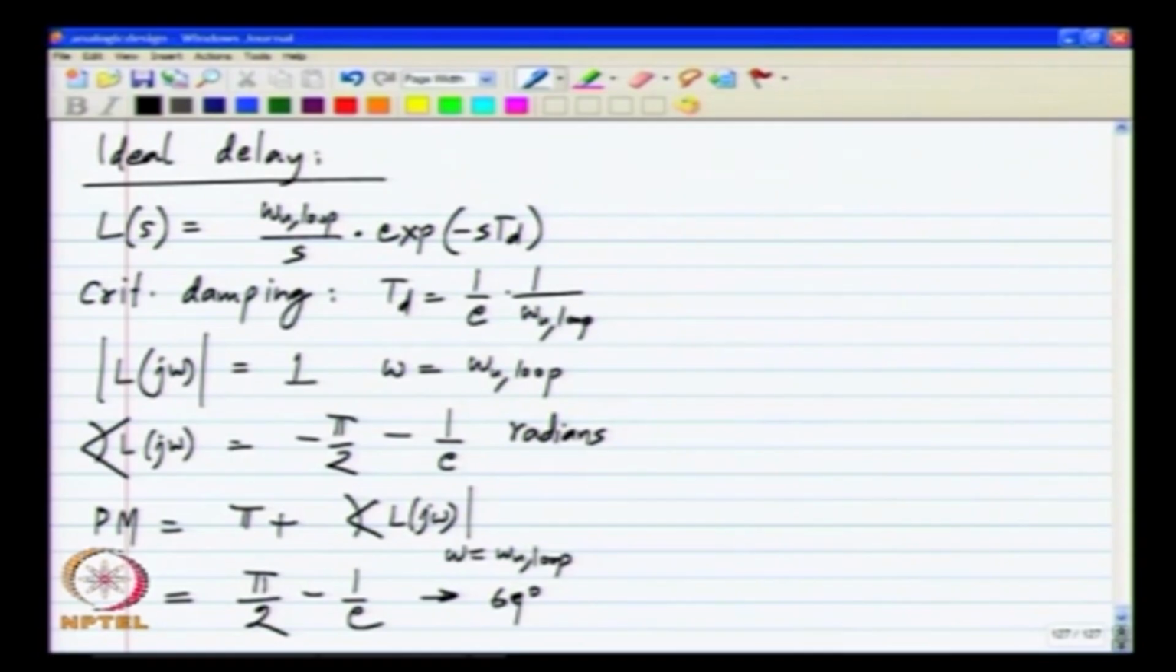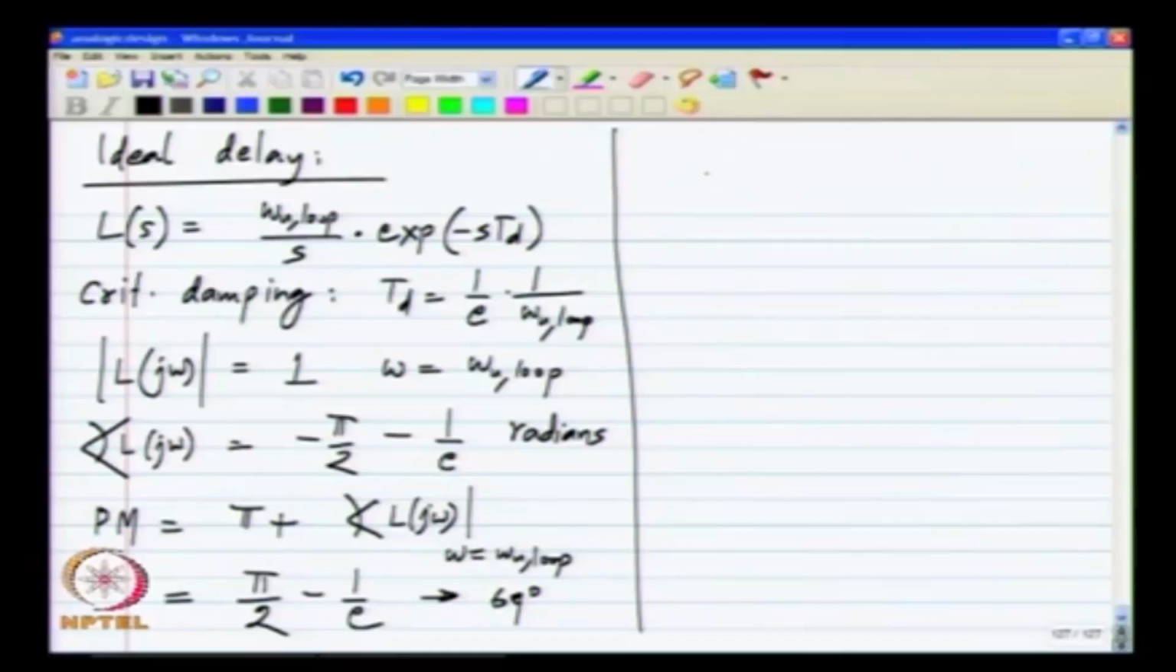Okay. So, you see that you will get almost the same value. In the other case, it was 76 degrees for critical damping for second order, and in this case it is 69 degrees. It is a small difference, and such a small difference is due to the difference in the detail of the response. Okay. Because having an extra pole is not exactly like having an ideal delay, it is only approximately like that. So, let us again draw the magnitude and phase response to get some experience with this.